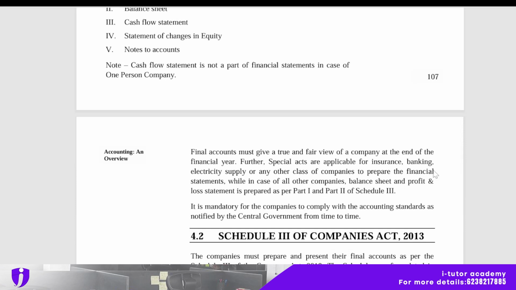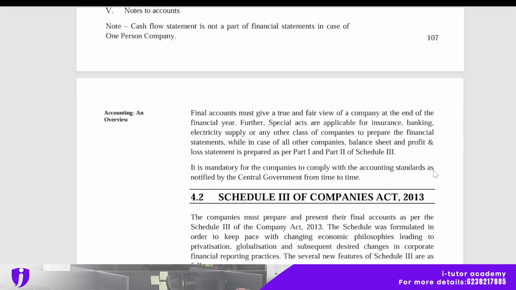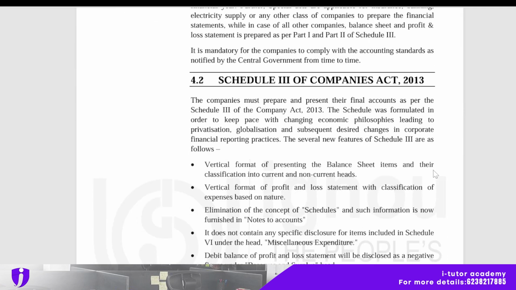Further, special Acts are applicable for insurance, banking, electricity supply, or any other class of companies to prepare the financial statements, while in case of all other companies, balance sheet and profit and loss statement are prepared as per Part 1 and Part 2 of Schedule 3. It is mandatory for the companies to comply with the accounting standards as notified by the central government from time to time. And next is Schedule 3 of Companies Act 2013.